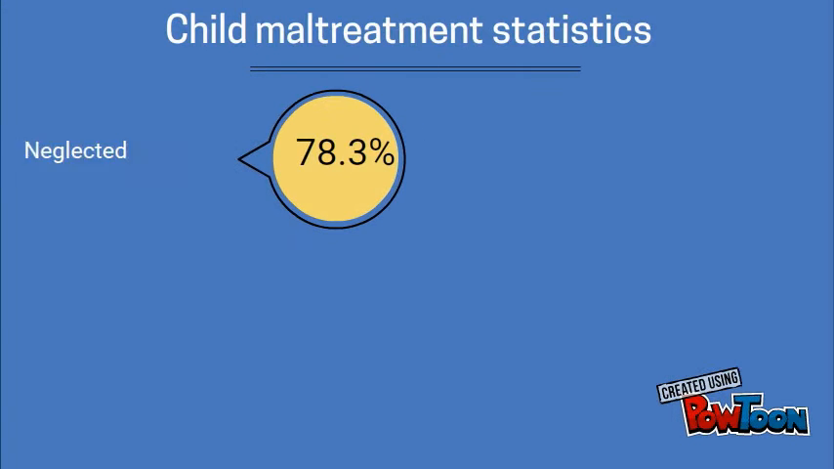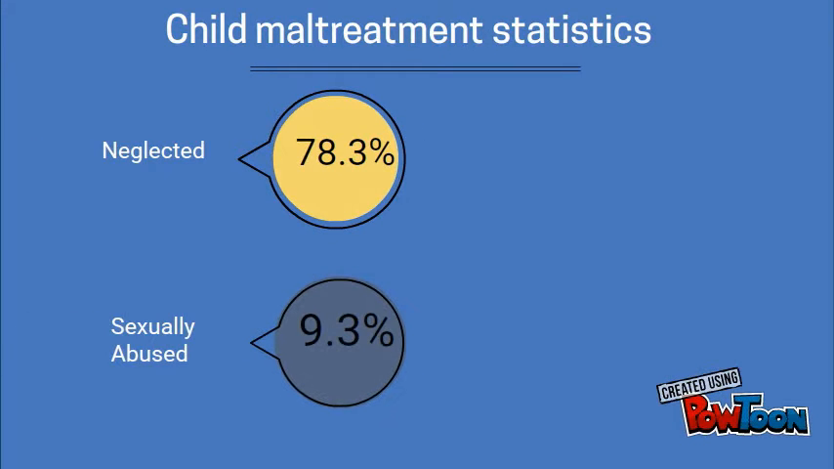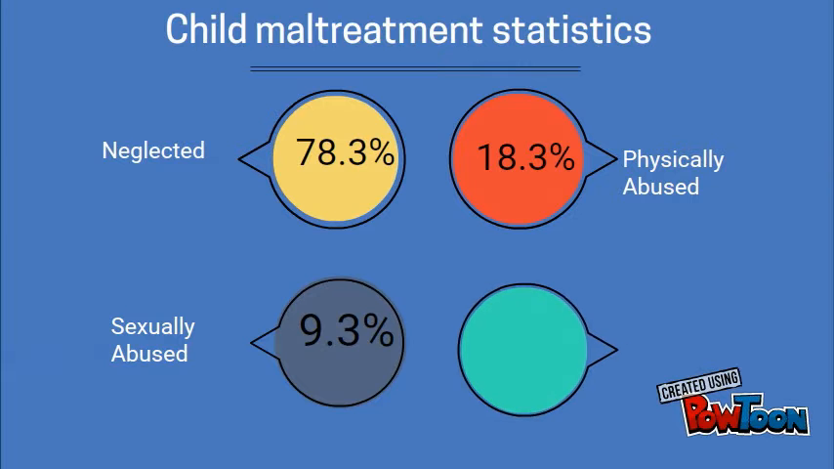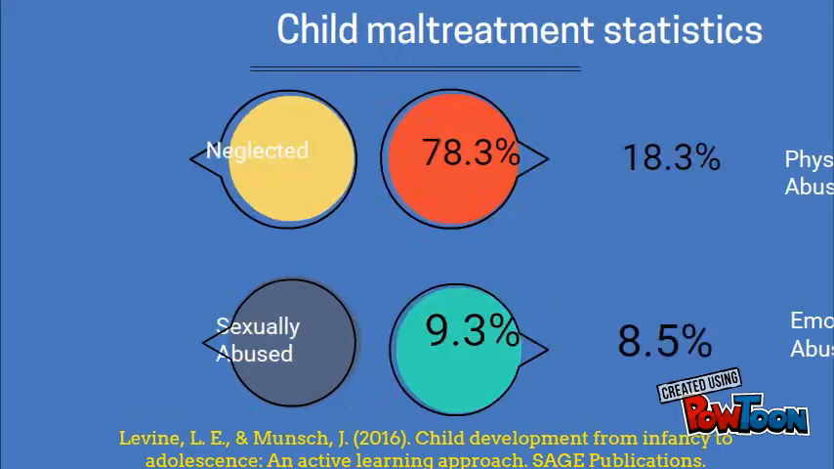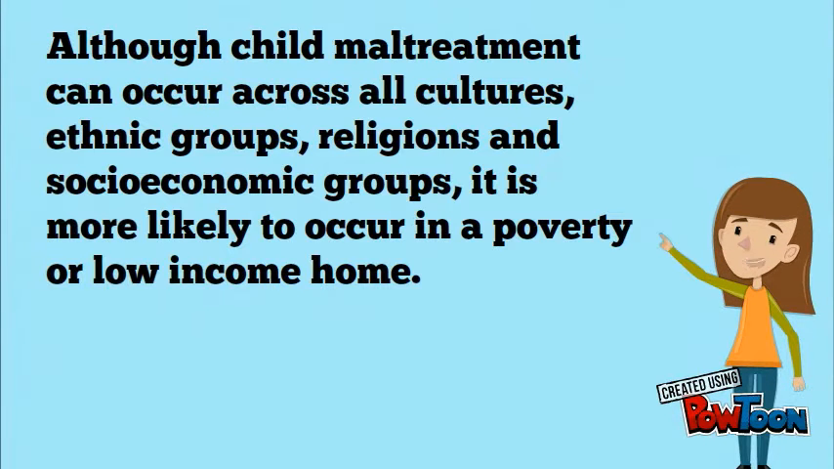In the U.S., 78.3% of children are neglected, 9.3% are sexually abused, 18.3% are physically abused, and 8.5% are emotionally abused. Although child maltreatment can occur across all cultures, ethnic groups, religions, and socioeconomic groups, it is more likely to occur in a poverty or low-income home.